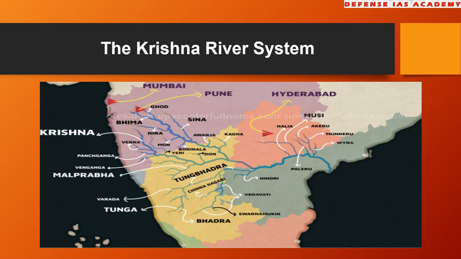So a pictorial representation is shown over here, where you can see the Krishna river system. So this is the Krishna river system, where you have the Tungabhadra joining it. That is one of the main tributaries.